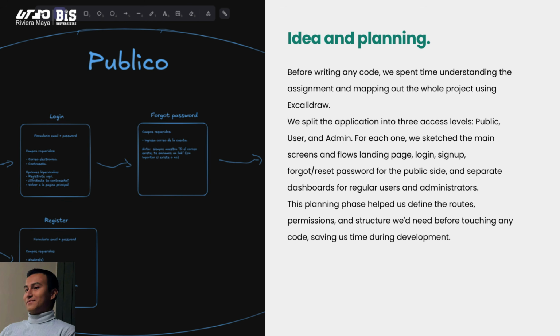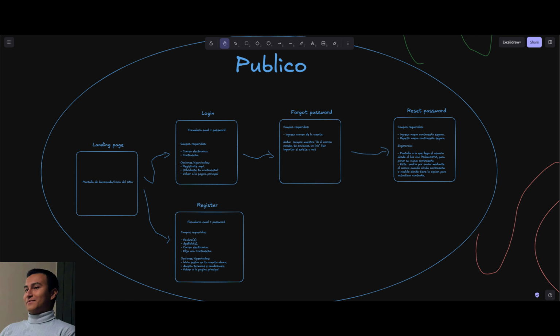Before writing a single line of code, we sat down as a team to fully understand what was being asked in the assignment. We used the Excalidraw tool to sketch out the entire project structure visually. We divided the application into 3 access levels: public, user, and administrator. For the public part, we planned the login, the sign-up, and the password recovery flow.